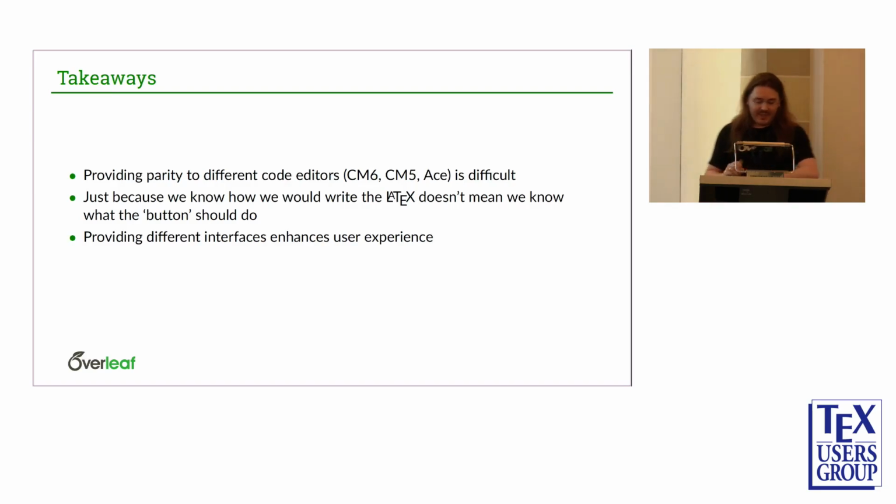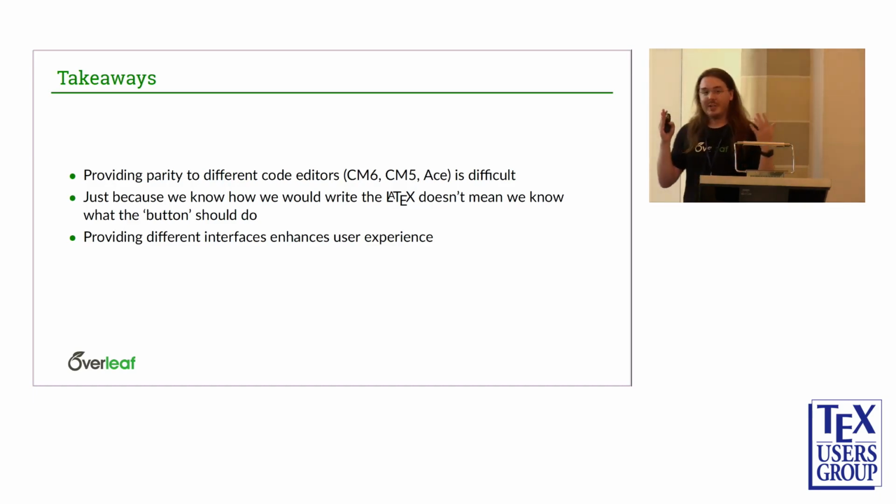So the takeaways that I have are that providing parity to different code editors is difficult. And at one point in time, we had 3 different editors, and supporting all of them was taking a significant amount of developer time. Producing a new feature was slowing us down because we had to do it in 3 different ways, and it's just not sustainable. So by reducing down to one backend and moving to the system that we have now has been far better.